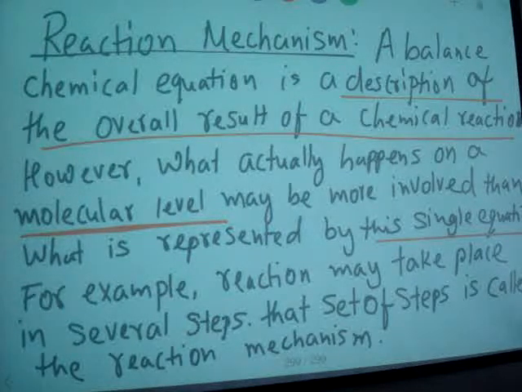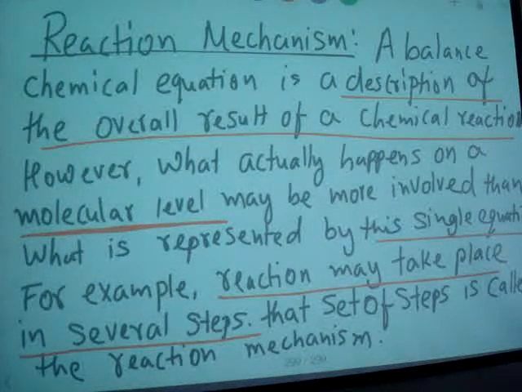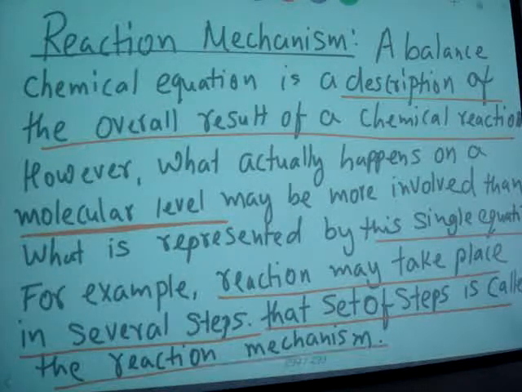For example, a reaction may take place in several steps, and this set of steps is called the reaction mechanism. So a balanced equation gives us just a general description of what happened. But at the molecular level, it gives multiple steps, and that set is called the reaction mechanism. Alright? Now the slowest rate is a rate determining step.